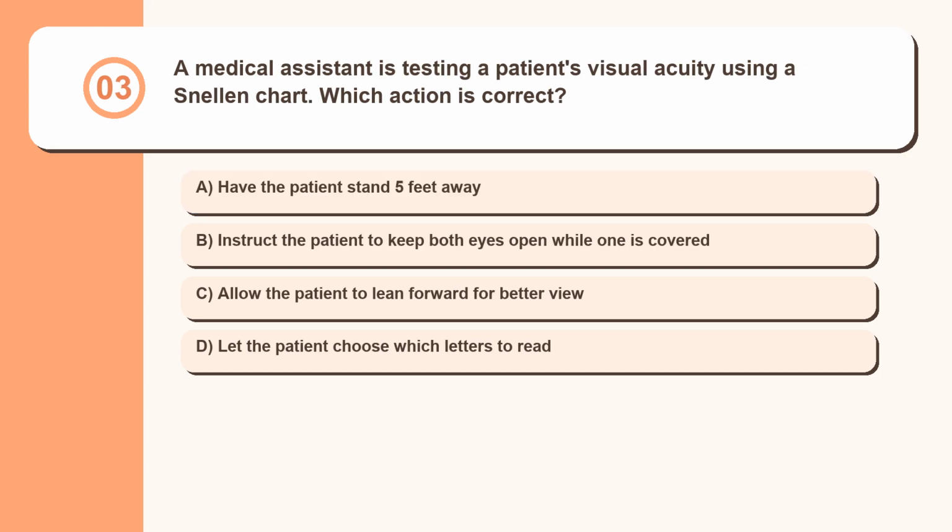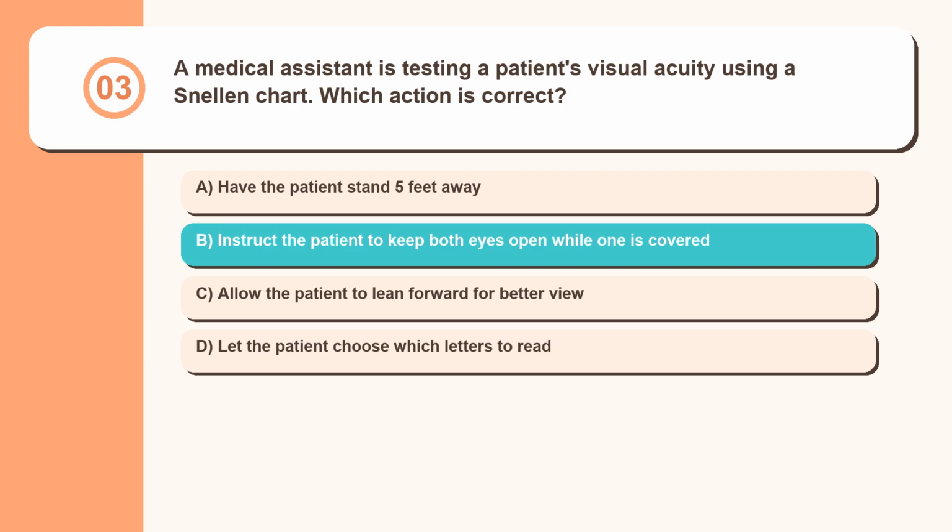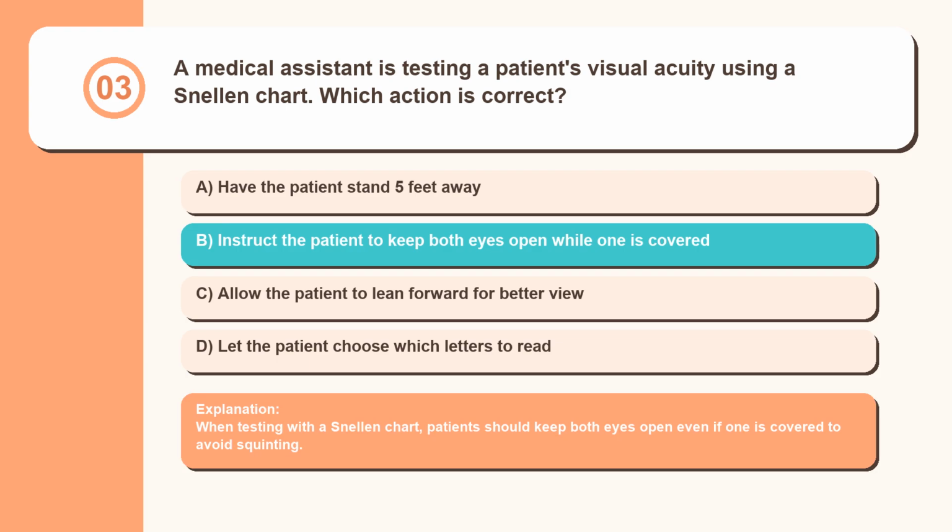Question 3. A medical assistant is testing a patient's visual acuity using a Snellen chart. Which action is correct? Have the patient stand 5 feet away. Instruct the patient to keep both eyes open while one is covered. Allow the patient to lean forward for better view. Let the patient choose which letters to read. When testing with a Snellen chart, patients should keep both eyes open even if one is covered to avoid squinting.